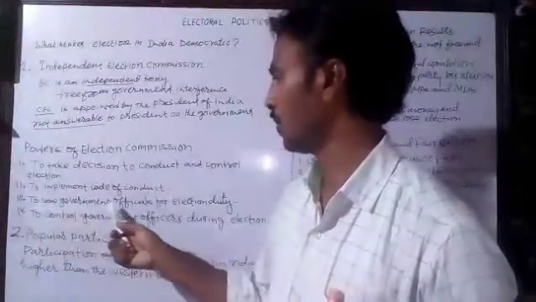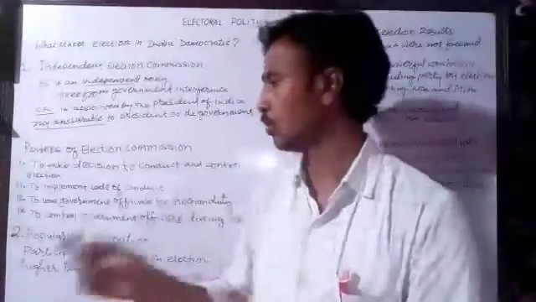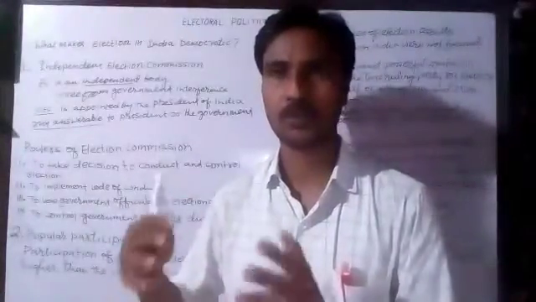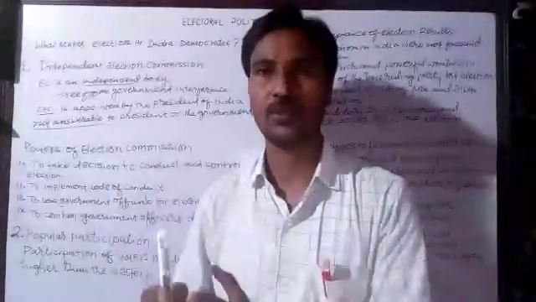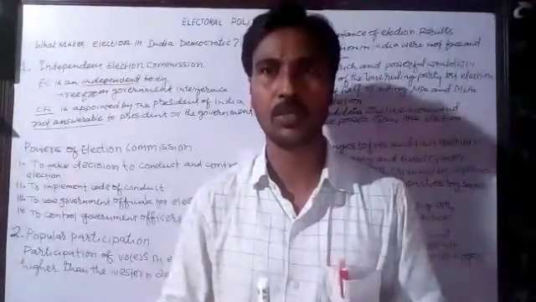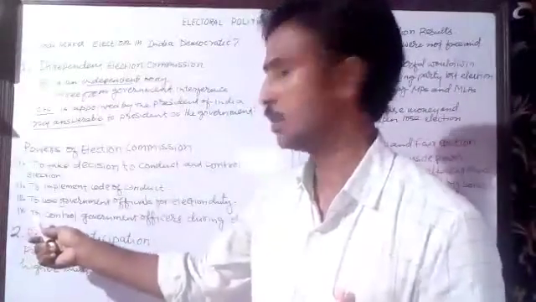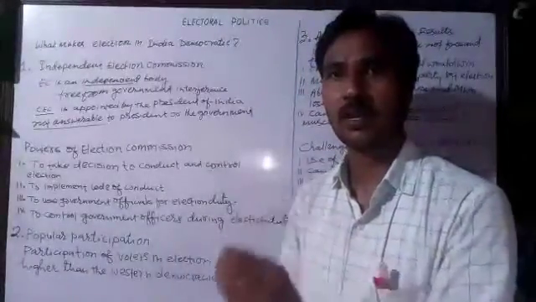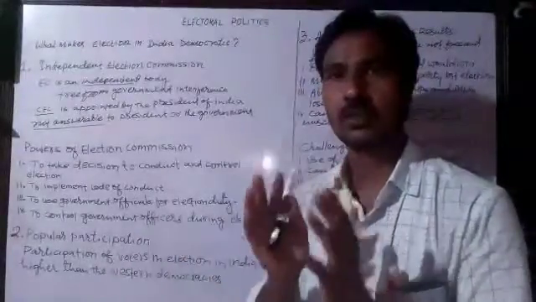Thirdly, to use government officials for election duty. Election commission has the power to use certain government officers for election duty. During this time, it has the power to control those government officers and use them for election work. They can change their places of duty. So during the time of election duty, these government officers are not under the control of the government, but under the control of the election commission. So these are the powers of the election commission.